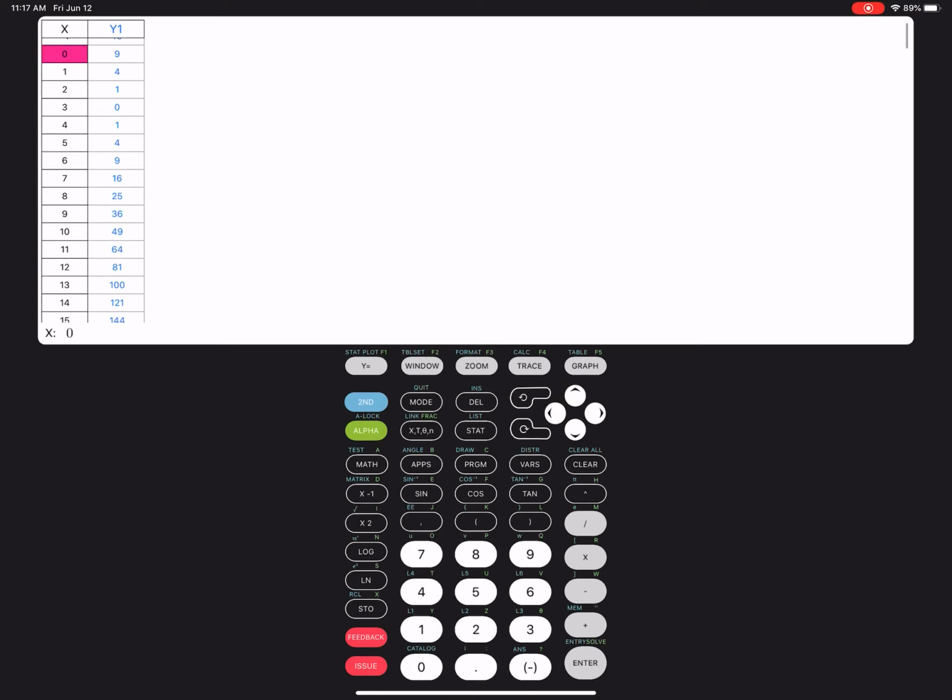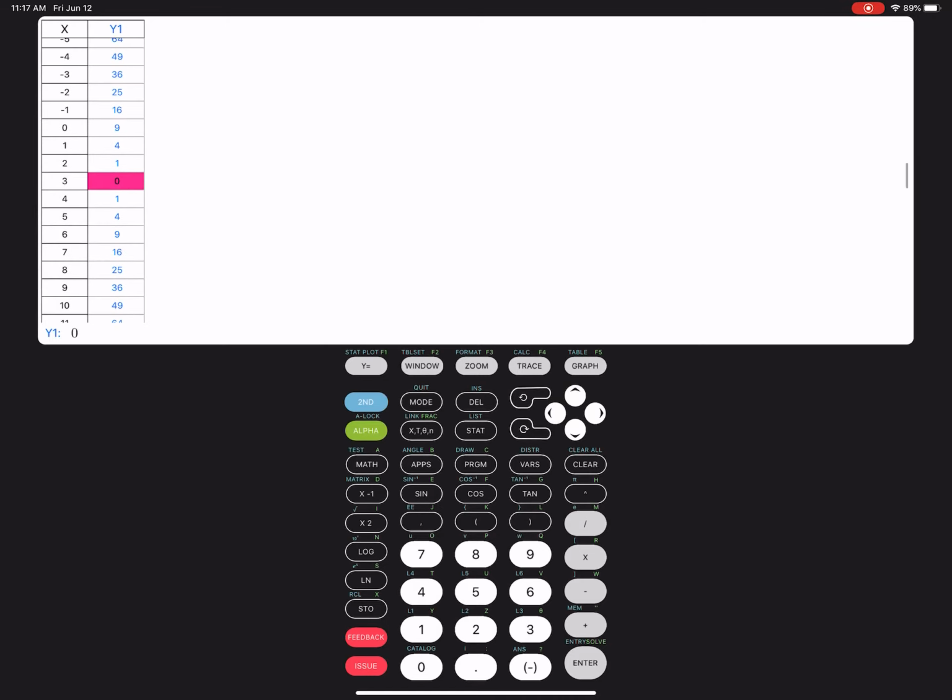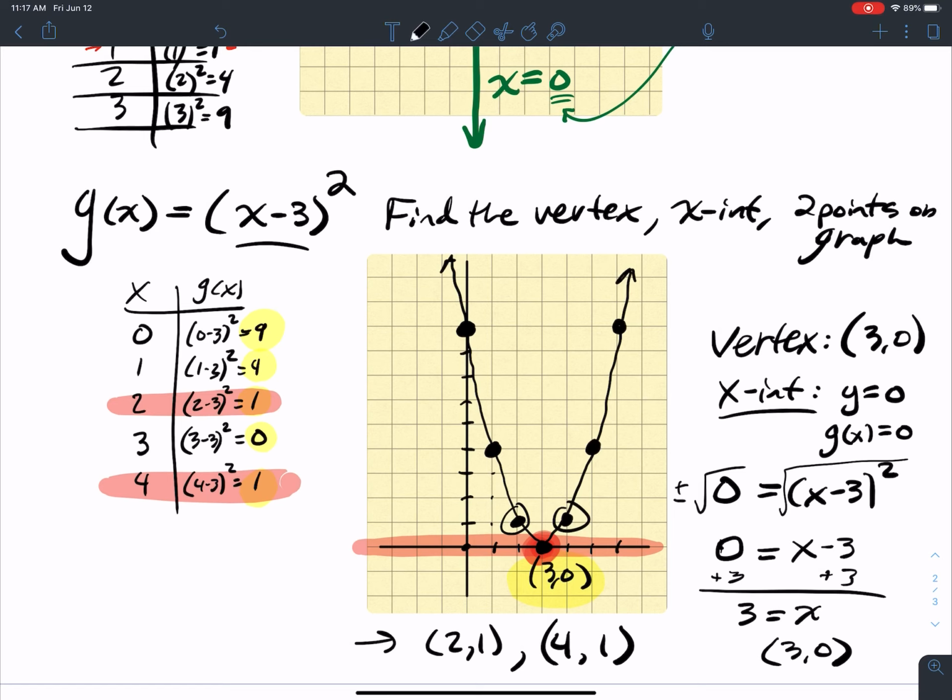to choose from that you want to. And so (0, 9) is a point, (1, 4) is a point, (2, 1) is a point, (3, 0) is a point, but you already used that one. (4, 1) is a point. So you just pick one or two, however many they tell you. And so that's where you can get a list of points from. Okay?